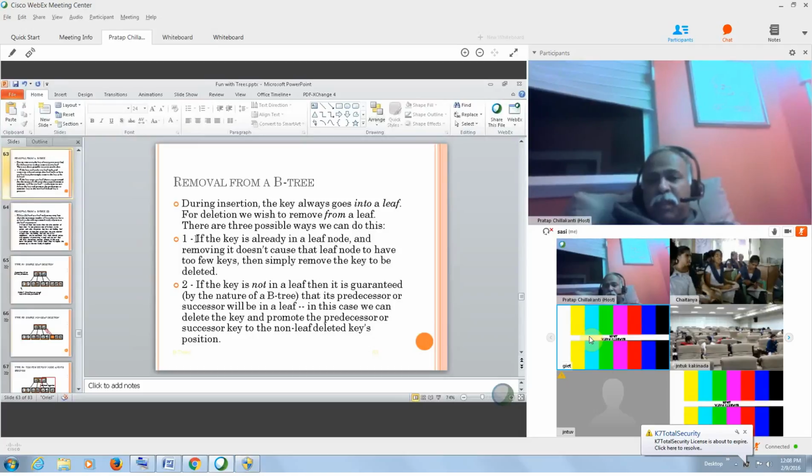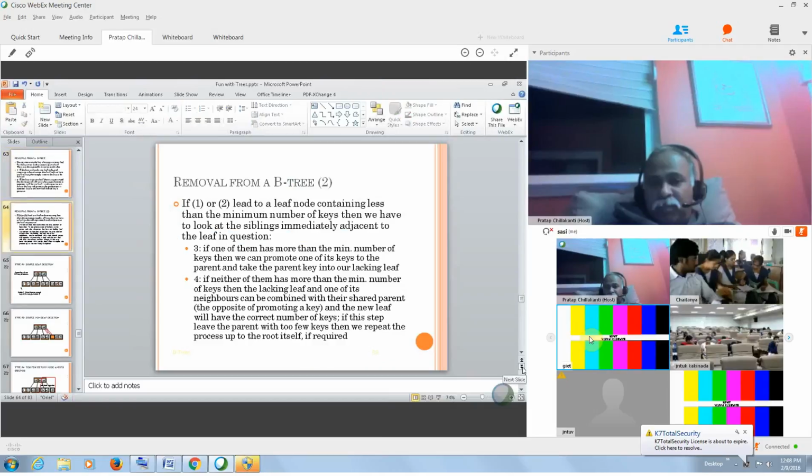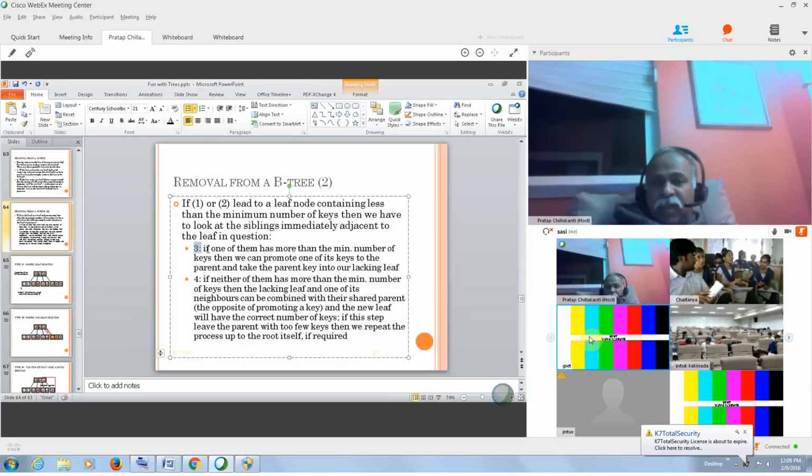Okay, so let's apply rule number 1 here. If the key is already in a leaf node and removing it doesn't cause the leaf node to have too few keys, so if you look at 56 here, we applied this rule here, right? If one of them has more than the minimum number of keys, then we can promote one of its keys to the parent and take the parent key into a lacking leaf.